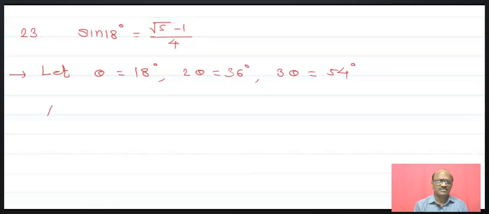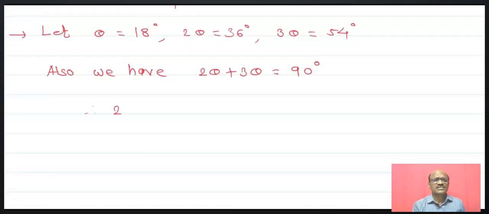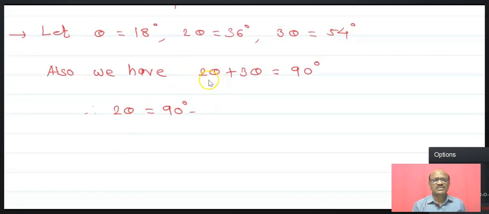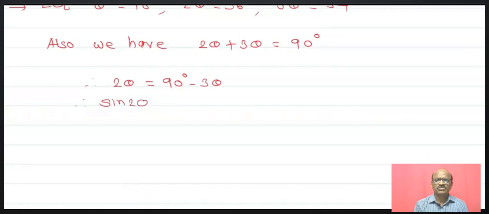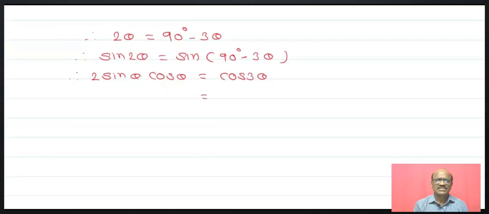Now see this here. To find the value of sin of 18 degrees, theta is equal to 18, 2 times theta is equal to 36, and 3 times theta is 54. And now we have considered 2 theta plus 3 theta equals 90. Therefore sin of 2 theta is equal to sin of 90 minus 3 theta, that is 2 times sin theta cos theta is equal to cos of 3 theta.